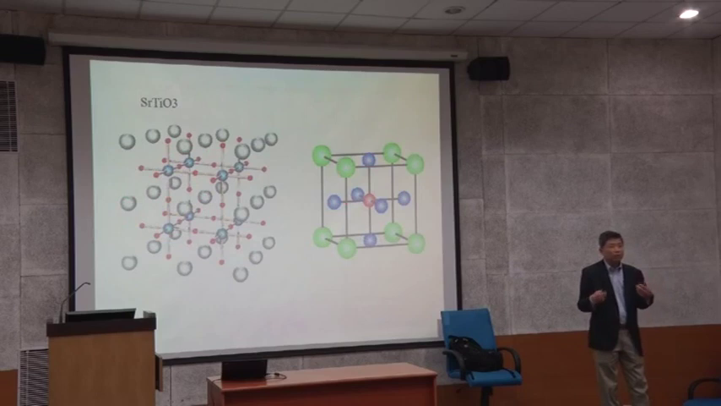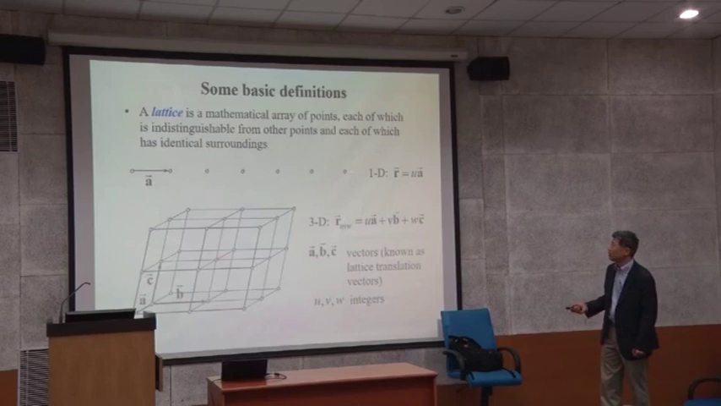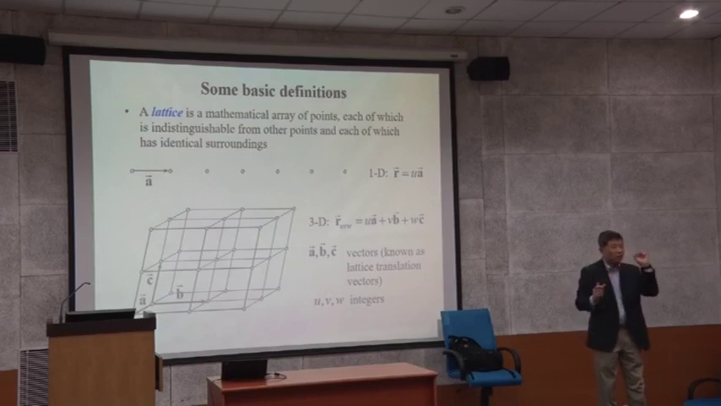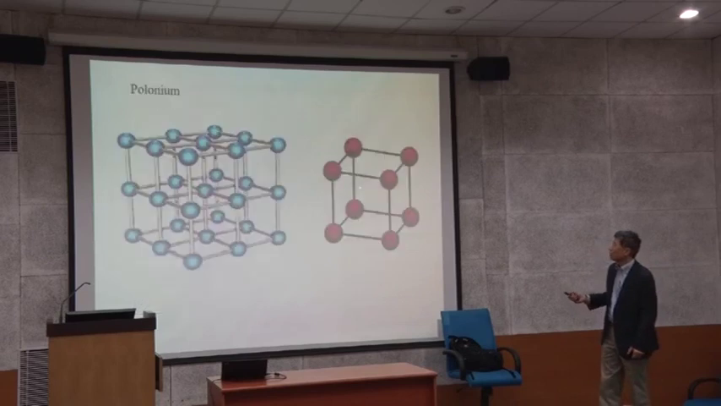And why is this one a simple cubic lattice? Because the lattice is actually defined by the lattice point, not the atoms. So what is the lattice point here? The lattice is defined by a mathematical array of points, each indistinguishable from the others, with identical surroundings. That means it's not really an atom; it's like an arbitrary point. For example, look at this one. This one and that one all have the same surroundings.